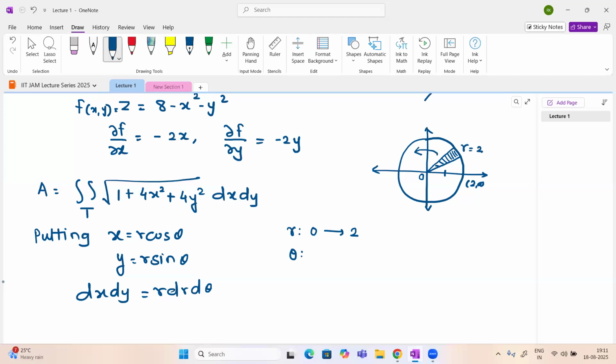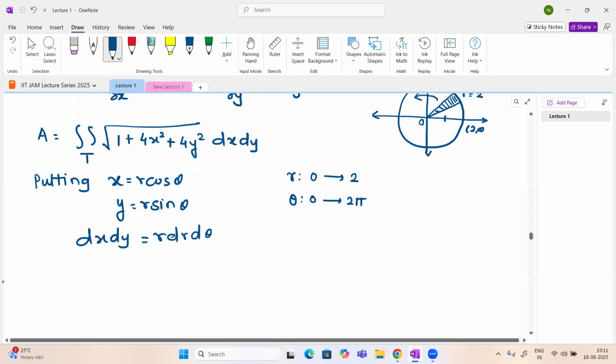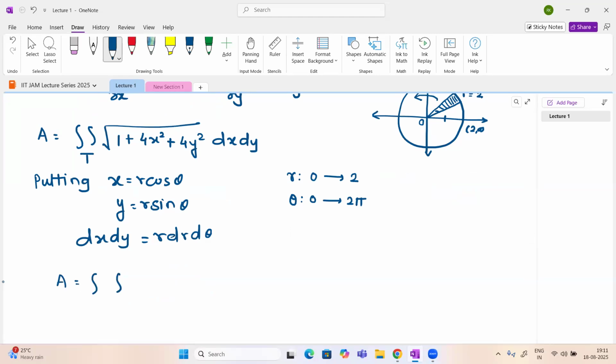And what will be the limit of theta? 0 to 2 pi. We have to cover a complete circle, so we should rotate it by 360 degrees, that means 0 to 2 pi. So let me write the area, now that we have the limits. In polar, we always write the limits of r first and then the limits of theta, 0 to 2 pi.